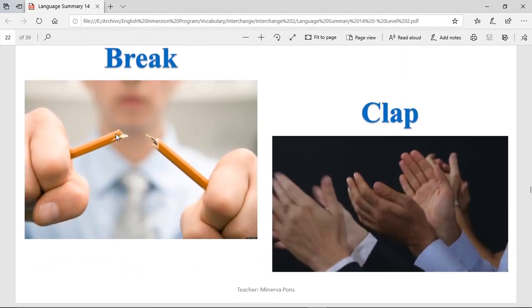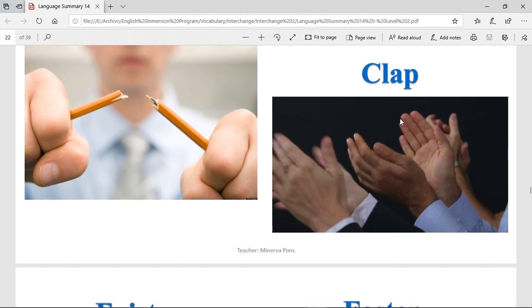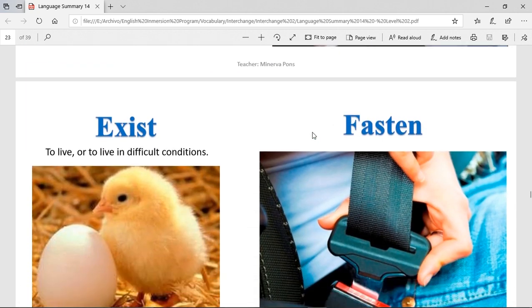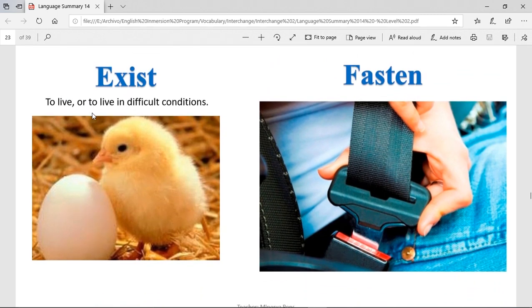Break. This pencil was okay, but now it's broken. To break is to disassemble in some way. Clap. This is a clap. That was clapping. That's the sound that you produce with your hands. Exist. To live or to live in difficult conditions. When you exist is when you are part of this reality. Okay? Very good. I hope that you understand that.